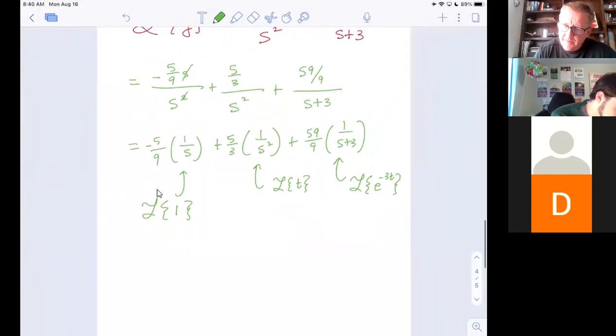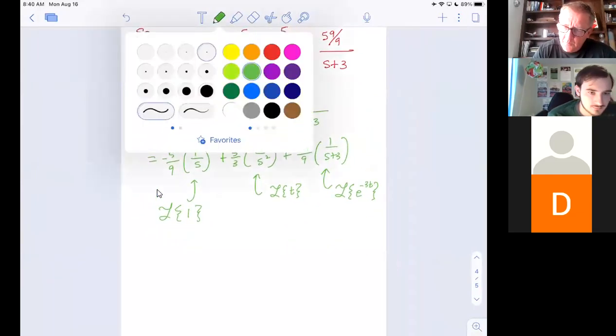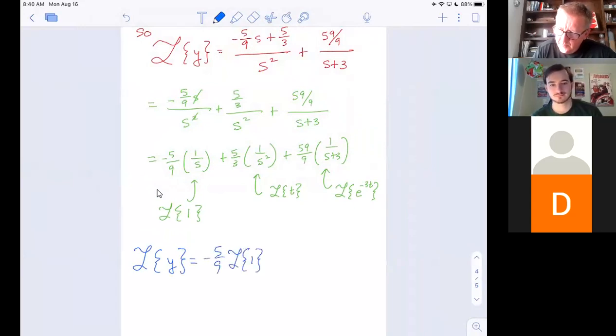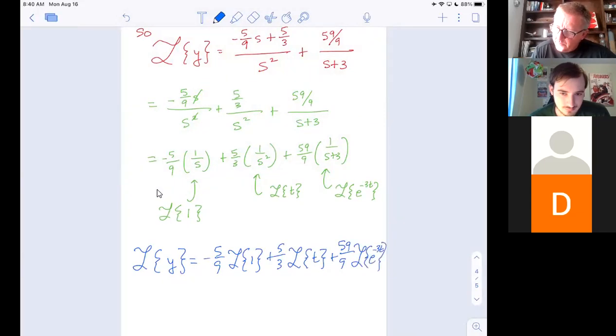So what can we now say that's kind of cool? We can now say, going back up to the top to our original problem, the Laplace transform of y is equal to -5/9 times the Laplace transform of 1, plus 5/3 times the Laplace transform of t, plus 59/9 times the Laplace transform of e to the -3t. Woo, barely squeezing in there.